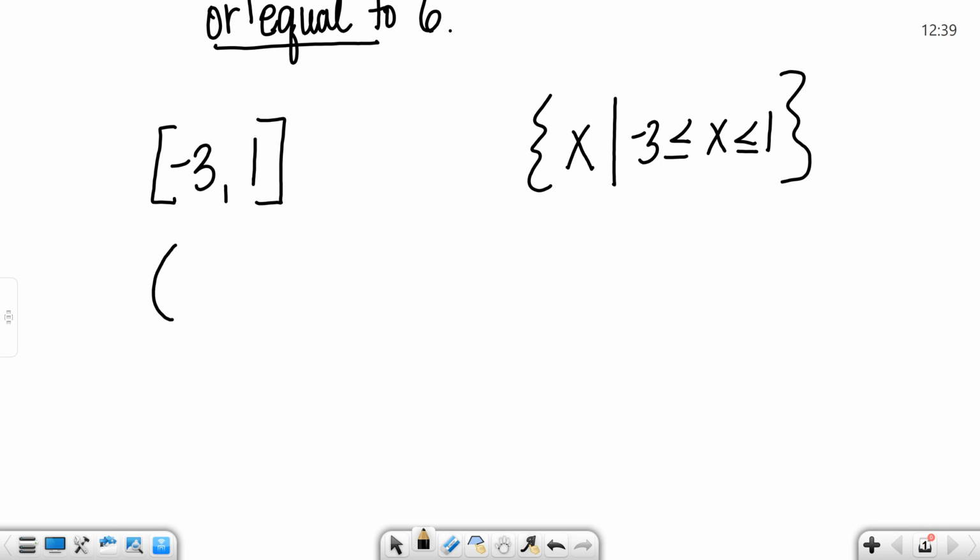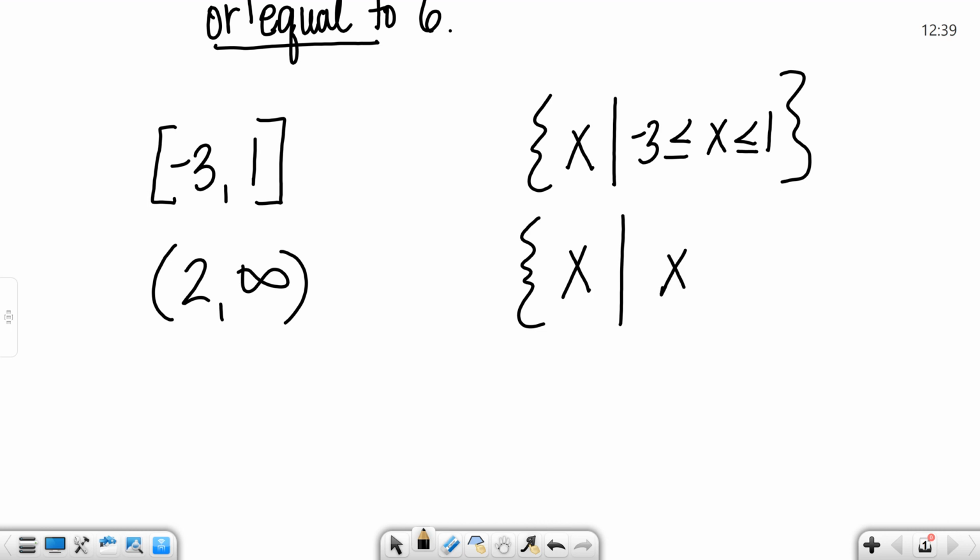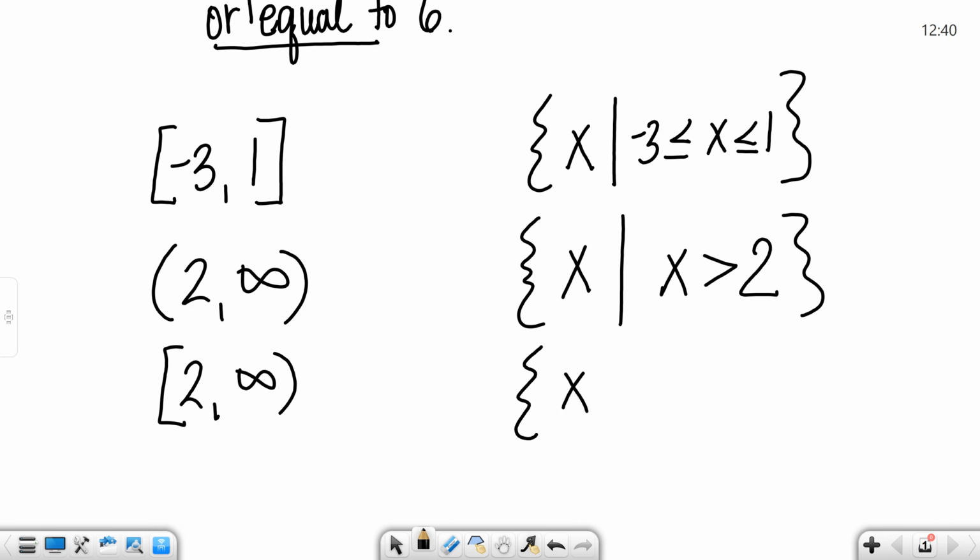All right, let's try parenthesis 2 to infinity. So x such that, if it's from 2 to infinity, that means everything larger than 2, but notice I did not say equal to 2 because there's a parenthesis touching the 2. Right in front of the 2, there's a parenthesis. If it had said 2 to infinity with a bracket, then that would say x such that x is greater than or equal to 2.